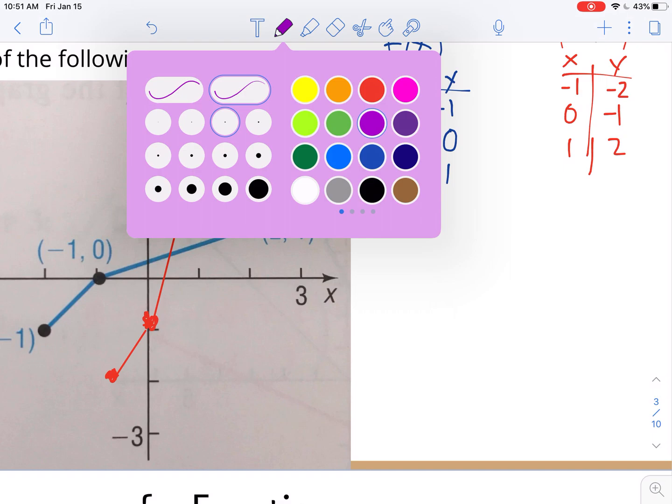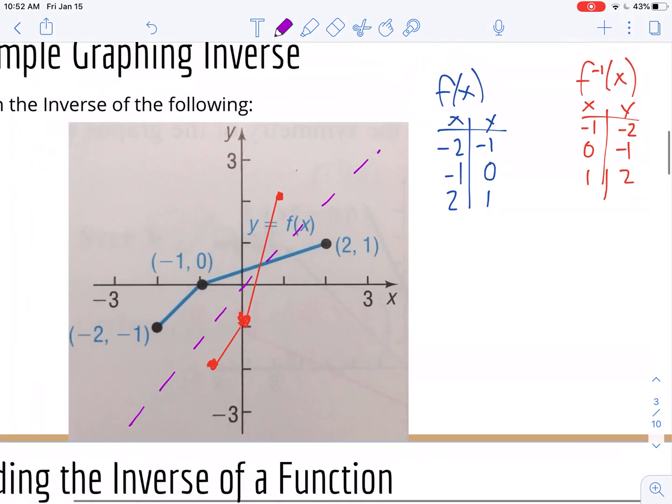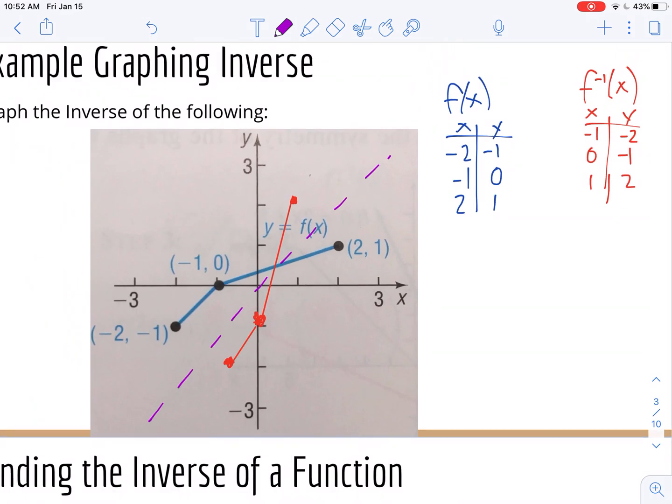Now, let's go ahead and make that line y equals x, and we can see that it has symmetry to that line y equals x. That might not be a perfect line y equals x, but that's pretty close. So when we actually go through and flip the points, I can easily see where the symmetry is.